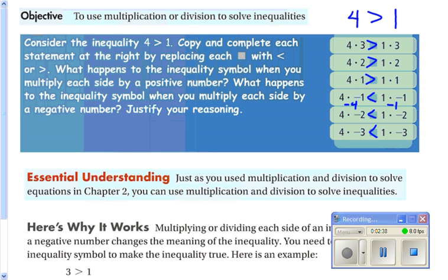So you should have noticed that as long as we are multiplying both sides by a positive, as shown in this group, the inequality symbol was the same. But when we multiply both sides by a negative, the inequality symbol was reversed. We're going to use that idea to help us use the multiplication and division properties of inequality in this lesson.